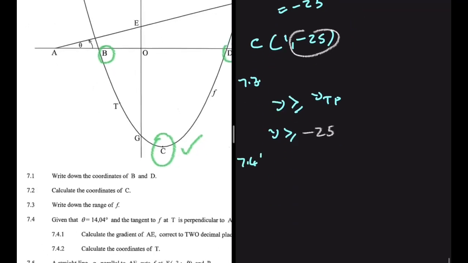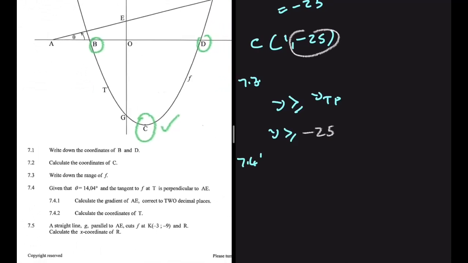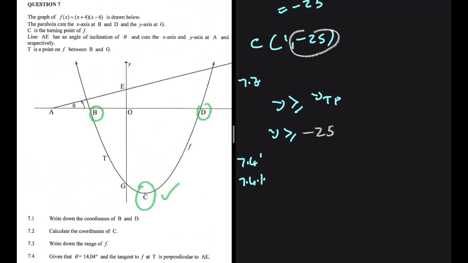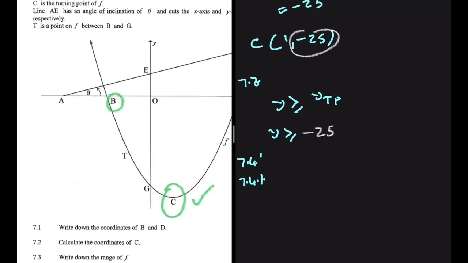7.4. Let's look at what the question is saying. Given that theta is equal to 14.04 and the tangent to f at T is perpendicular to AE, 7.4.1, let's calculate the gradient of AE. If we're given the angle, then it will be very easy to compute. We know that tan of theta is equal to the gradient of that line. It happens to be AE in our case.